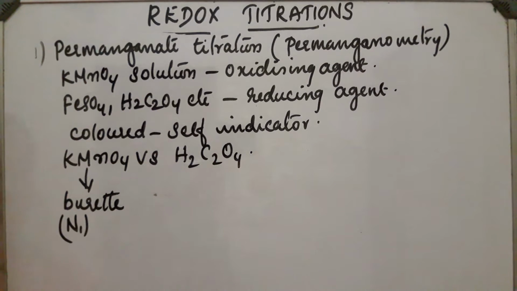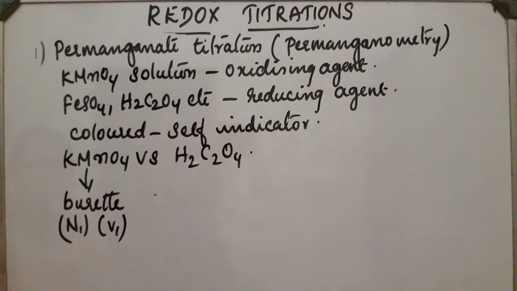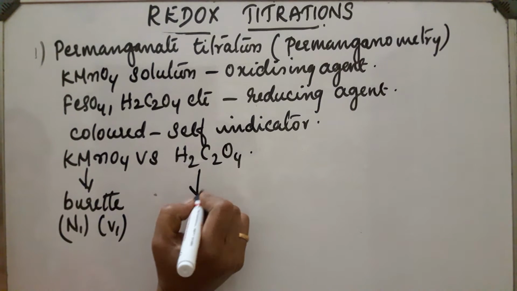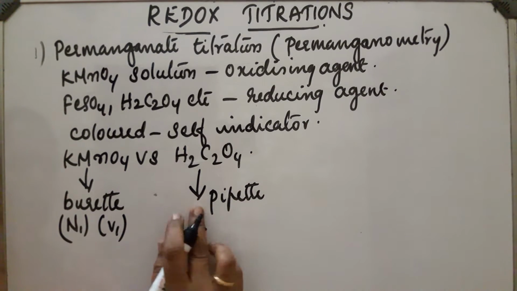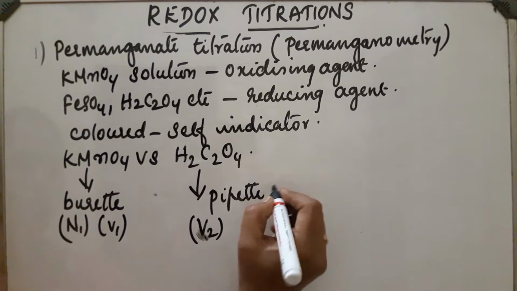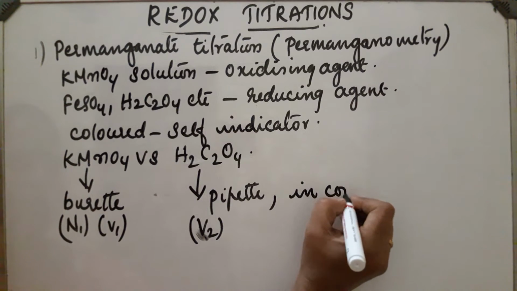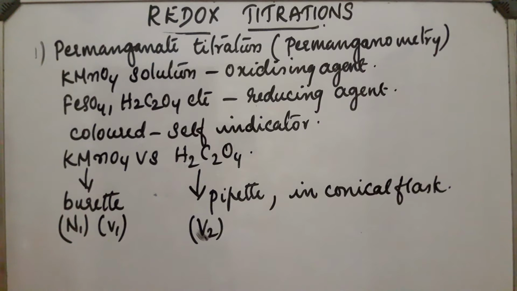Let it be N1. And V1 is the volume after the formation of the pink color. V1 is the volume of KMnO4. Then H2C2O4 is taken in a pipette whose volume V2 is known. Using the pipette, H2C2O4 is taken in a conical flask. Then titration is started.